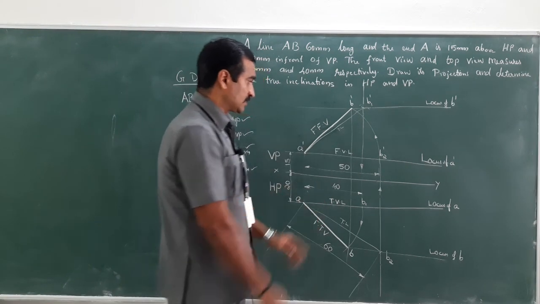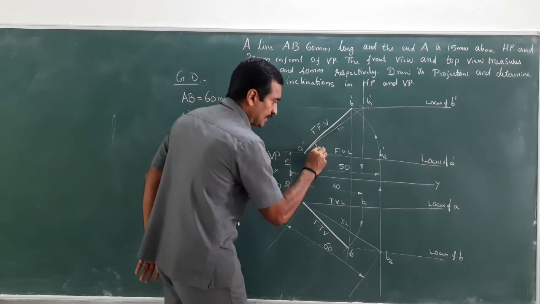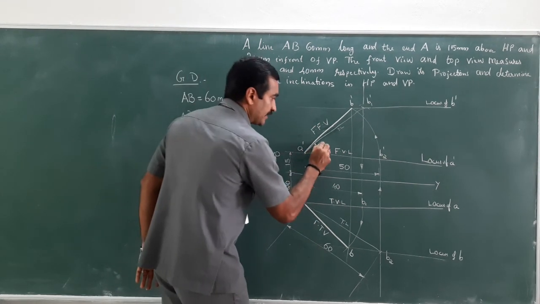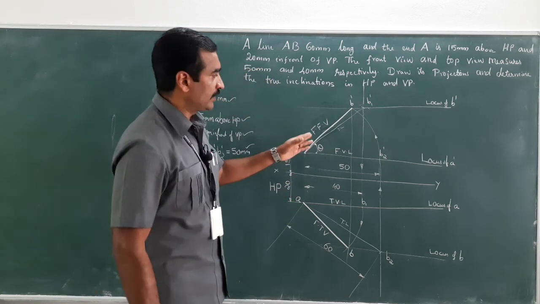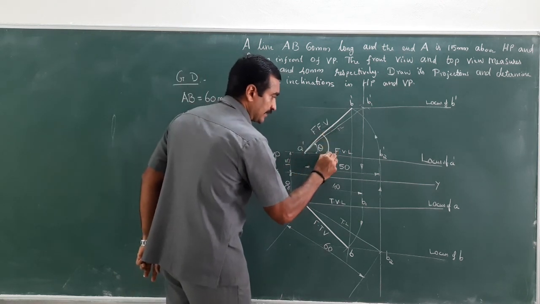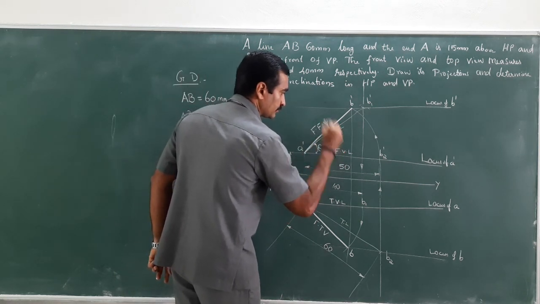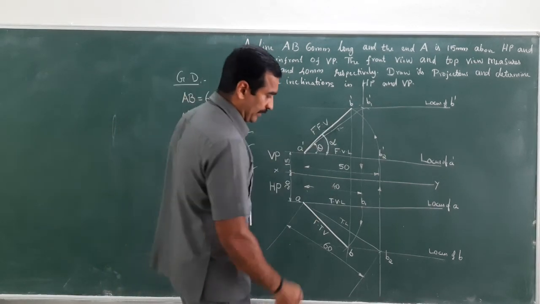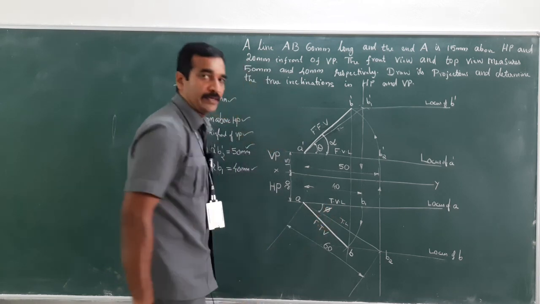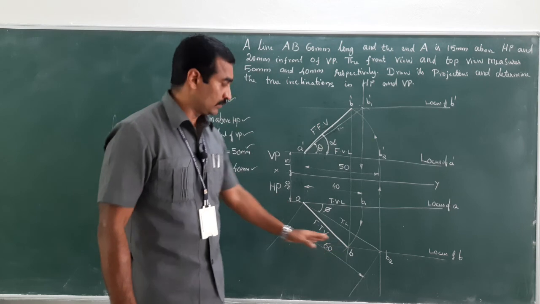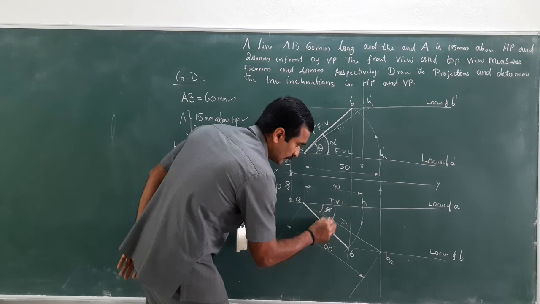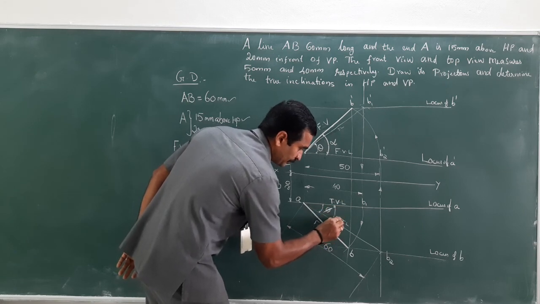After completing this, you have to mention the true inclination angle corresponding with HP, which is theta, and the apparent inclination of the front view, that is nothing but alpha, right? Similarly, for VP, the true inclination with VP is phi, and the apparent inclination of the final top view can be denoted with beta.